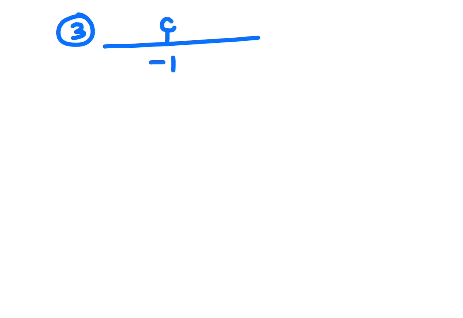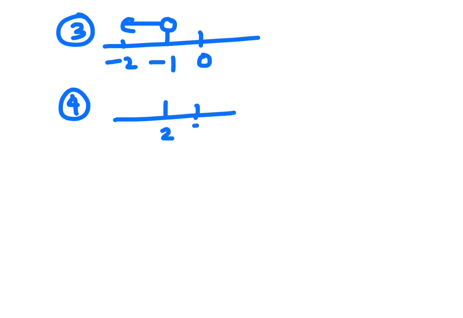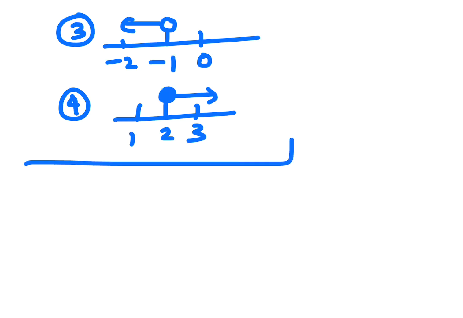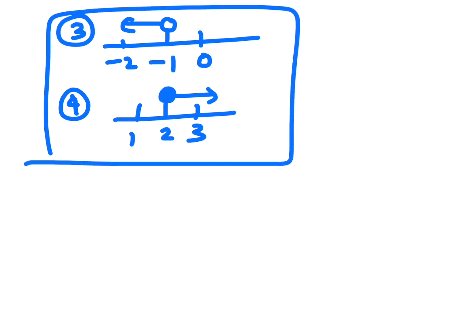So that's -1, and it's going to go that way. See if you can write the inequality sign for that one. And 2, 3, and 1, and we'll make it like that. So have a think about what that is.